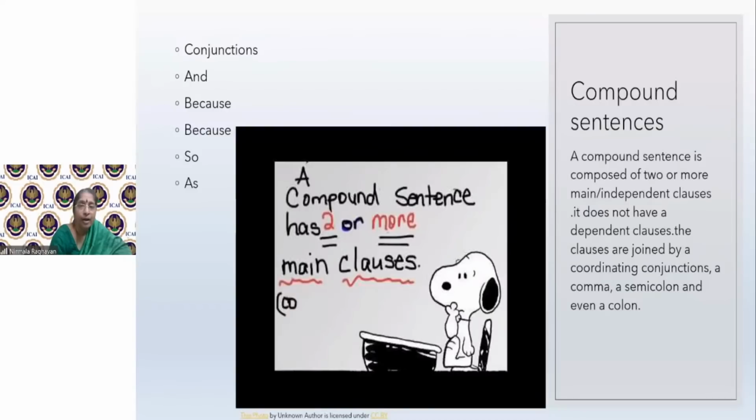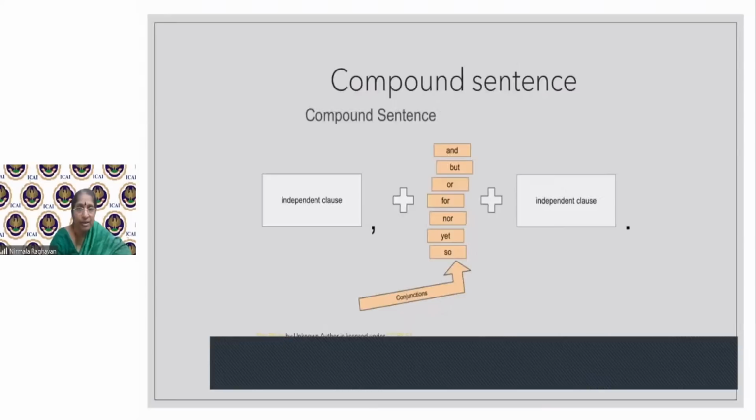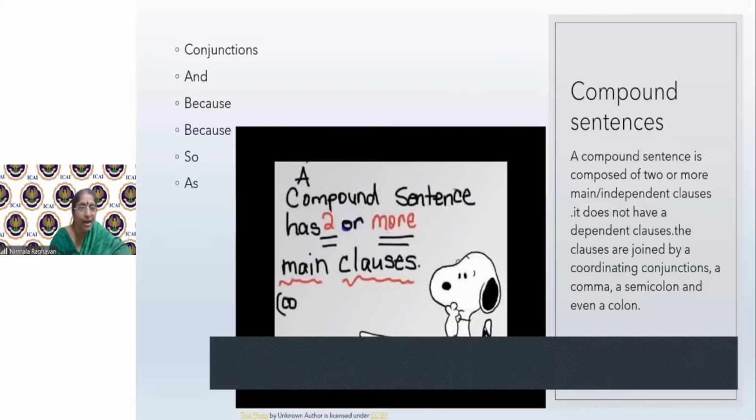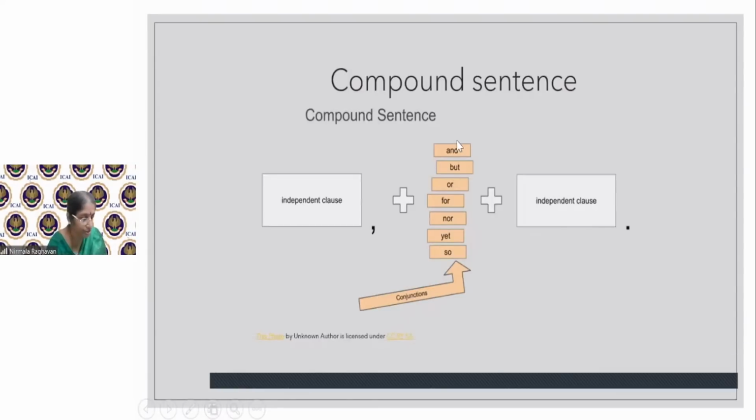Okay. Now look at this compound sentence. Compound sentences have two or more main clauses that are joined with a conjunction: and, because, so, as. Okay. Now it has two or more independent clauses. Now let's look at this. Two independent clauses joined by one of these. These are conjunctions.